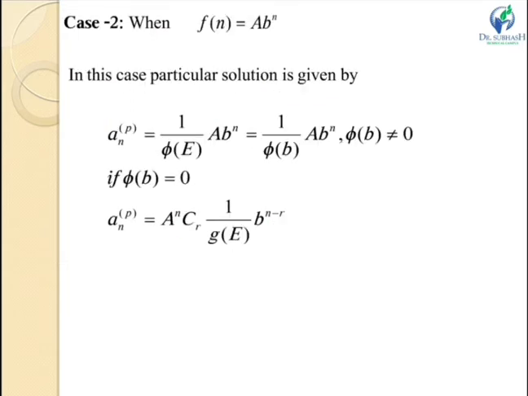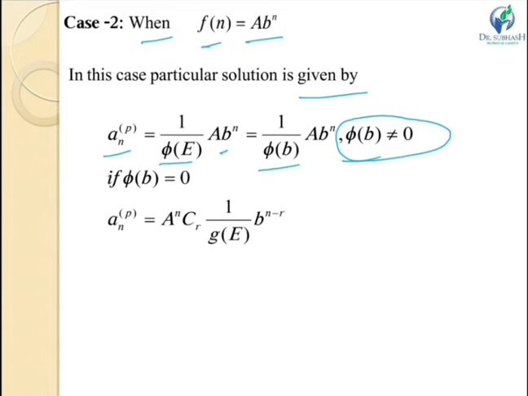Next we are taking case 2, when f of n is equal to a into b raised to n. Here the particular solution can be given by A and P equal to 1 upon phi of E, a into b raised to n. This is equal to 1 upon phi of b into a into b raised to n. Phi of b must not be equal to 0.